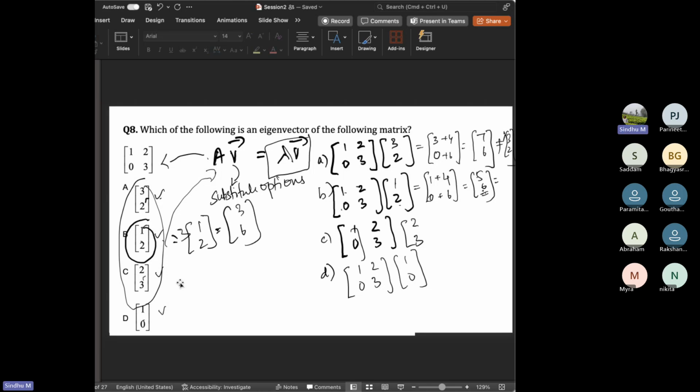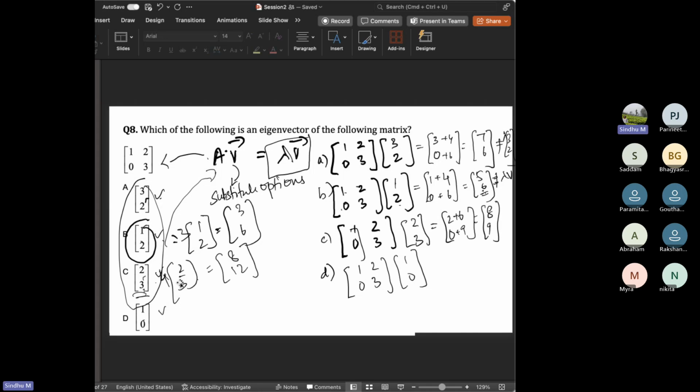Now if we multiply A with option C, 2 comma 3, we get 1 into 2 plus 2 into 3, and 0 into 2 plus 3 into 3. So this will be 8 and 9. If we want to get 8, we have to multiply by 4, but then we'd get 12, and here we are getting 9. So it can't be written as lambda v.